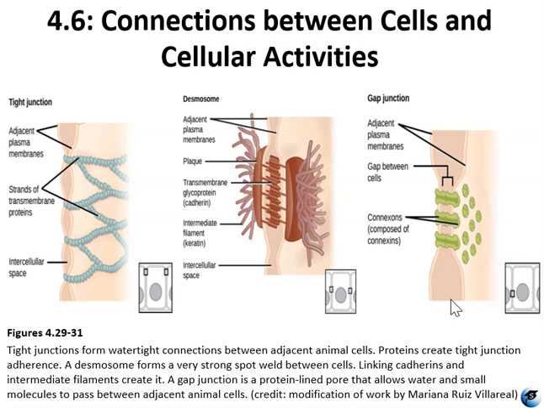So I combined these three figures here so it's easier to see the similarities and differences between these three types of connections between animal cells, right? So again, the tight junction, these two cells are watertight connections. These two cells are completely joined together, okay? A desmosome here, this is like a spot weld between two adjacent cells. And then again, the gap junction, these are like gated channels between cells.